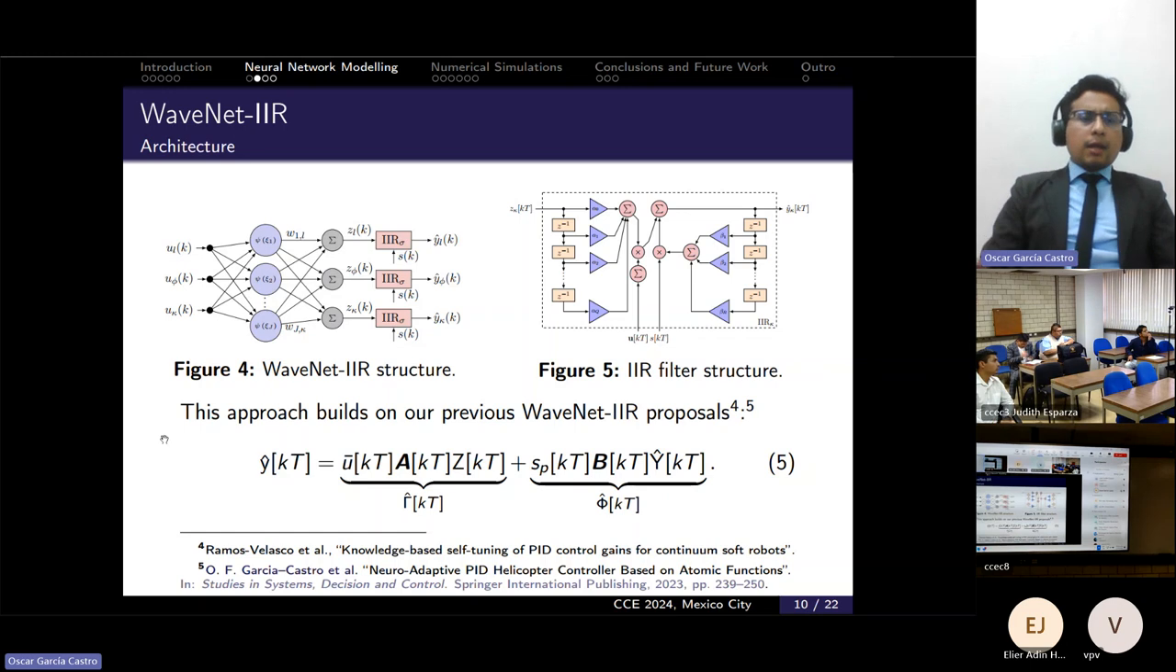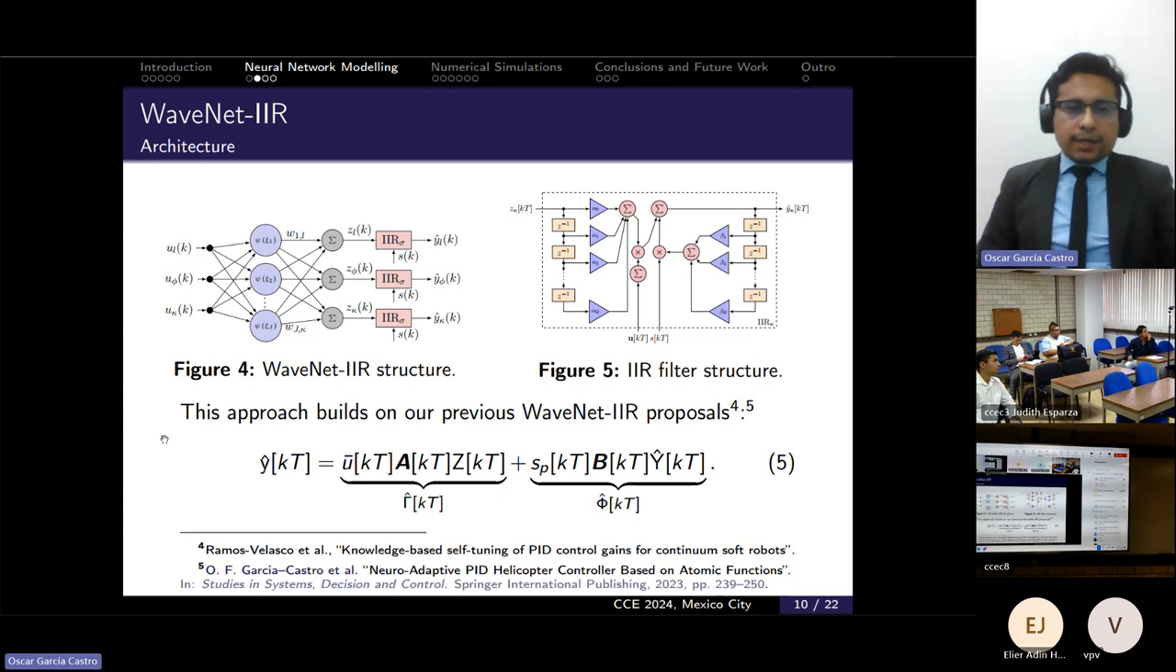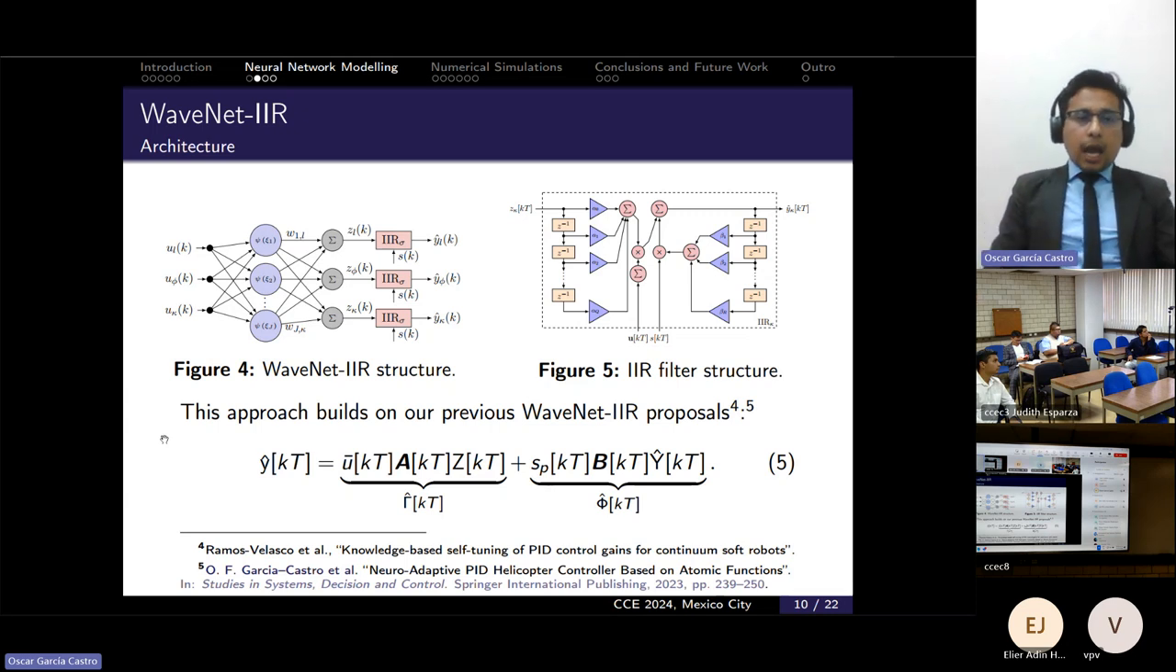In Figure 4, the wavenet IIR structure is presented. This kind of neural network consists of four layers. The first one is the input layer, where the neural network receives the generalized force for the continuous soft robot. In the hidden layer, we use wavelet functions as activation functions to map the input. The third layer is a first approximation using linear combination. And the last stage is a filtering stage.